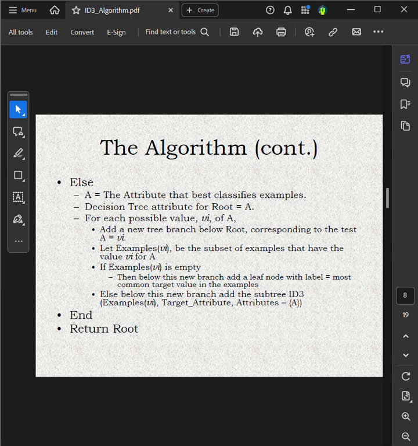Continue this process recursively for the remaining attributes. I can repeat the same thing again. As I said, you should select the attribute that best classifies the examples. This is based on the information gain. Then this attribute becomes a decision node. Then for each possible value of this attribute, we create a new branch, like here, where we created a new branch below the root corresponding to the best attribute test, for each possible value. And if a subset of data along that branch is empty, assign a leaf node labeled with the most common value.